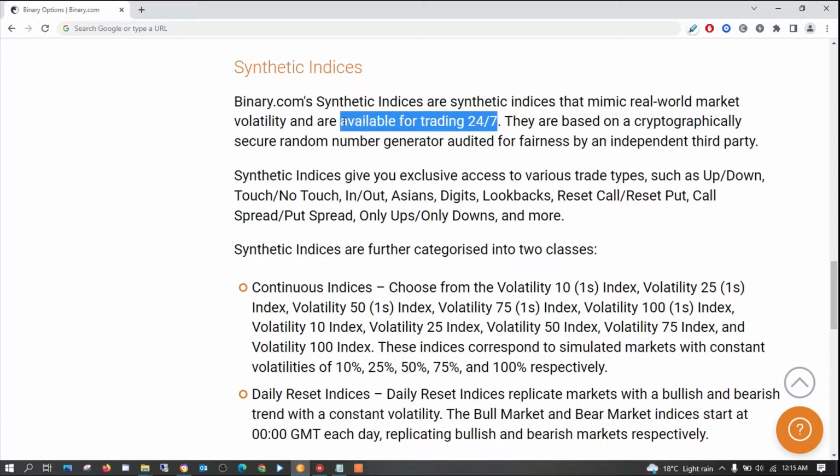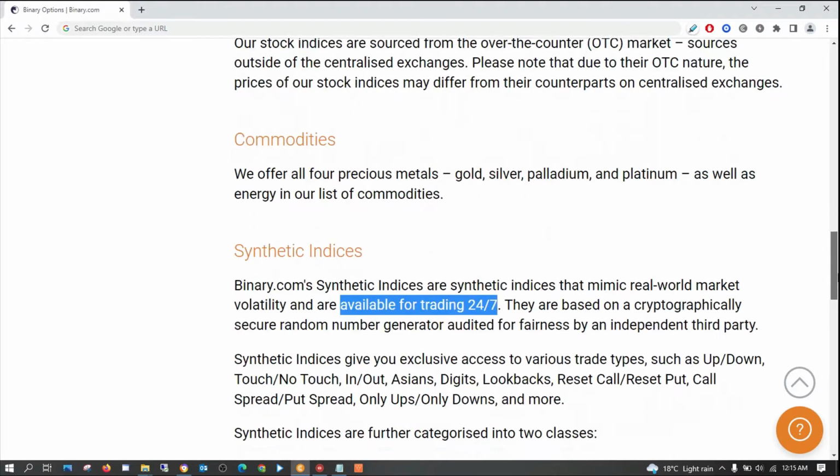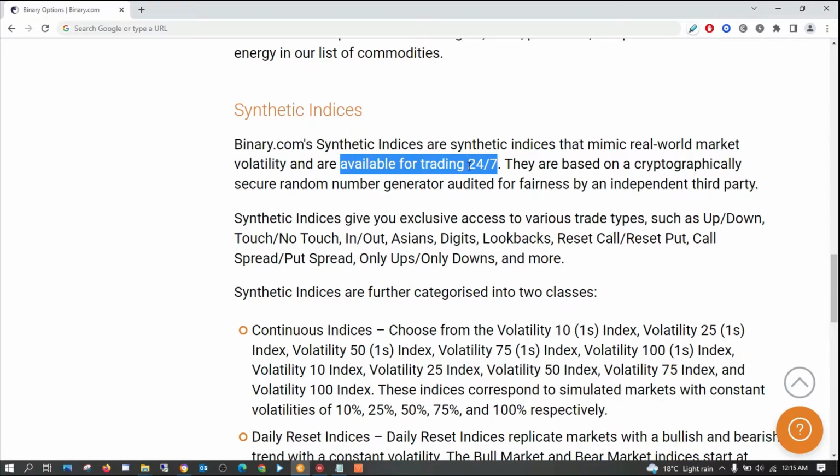Now, this is the best part of trading on synthetic indices, because you can trade 24/7, different from the forex exchange or any other market, because other markets you can only trade from Monday to Friday. You can trade on weekends, but in synthetic indices you can even trade on weekends. They are based on a cryptographically secure random number generator, audited for fairness by an independent third party. So you'll see what synthetic indices are.